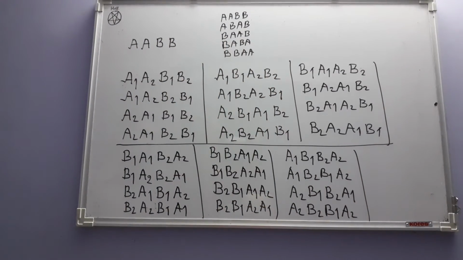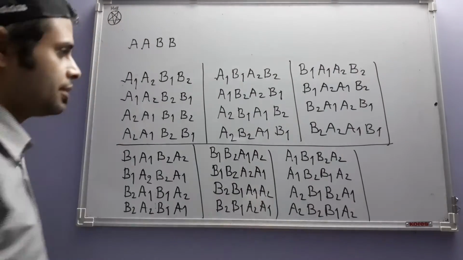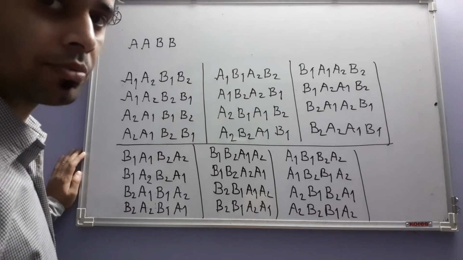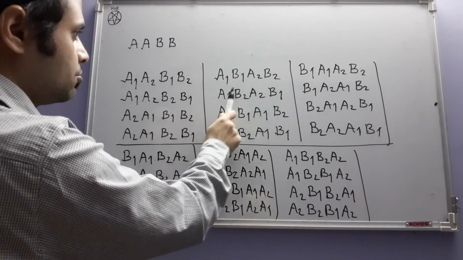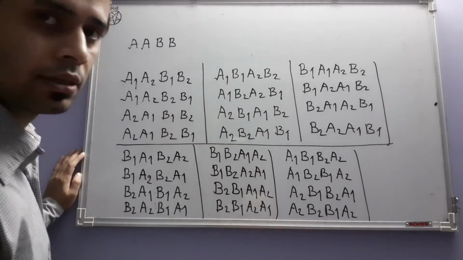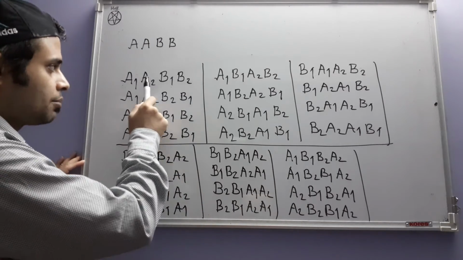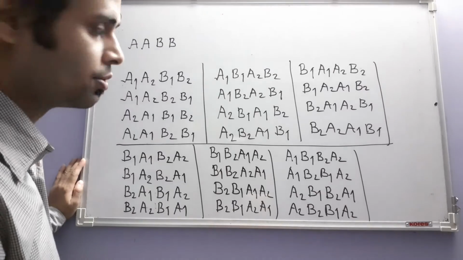Okay. I have written it in a slightly different way. Keep in mind that this is the same number of permutations, 24. How many columns do I have? 1, 2, 3, 4, 5, 6. In the 6 columns, in each column I have 4 permutations, so 6 times 4, 24.